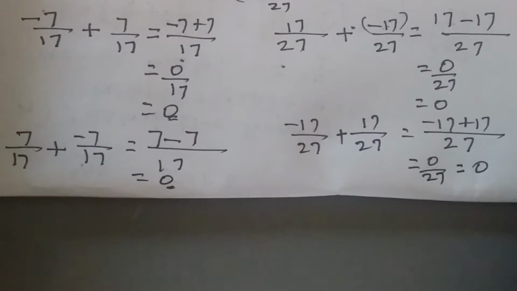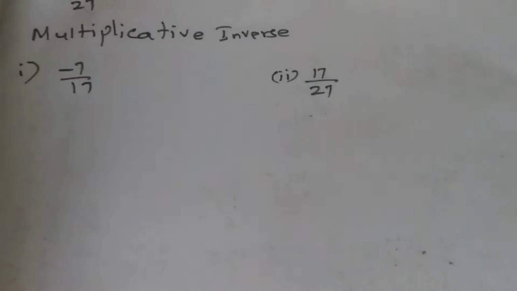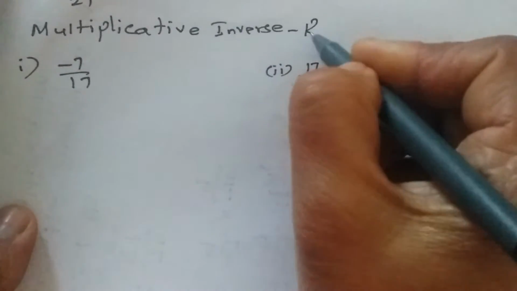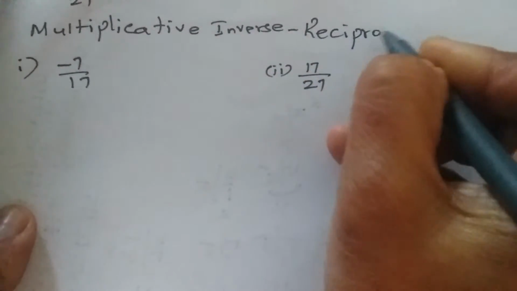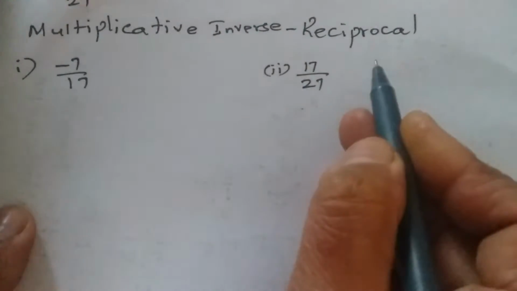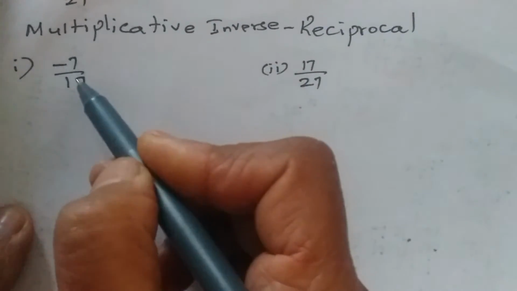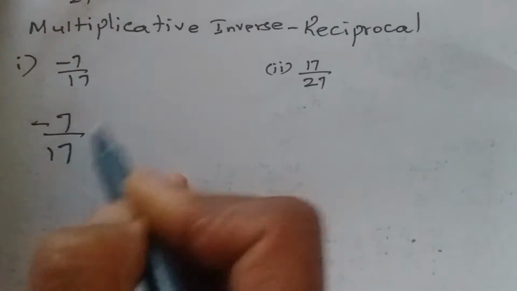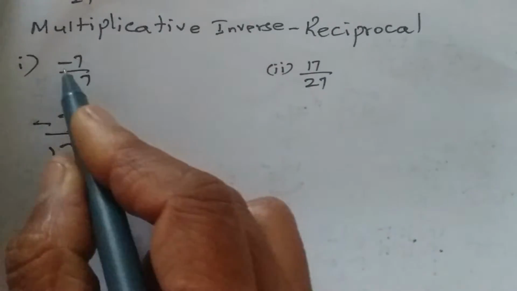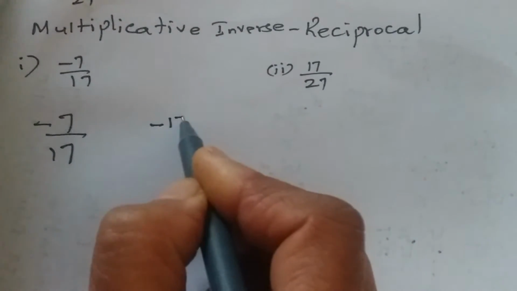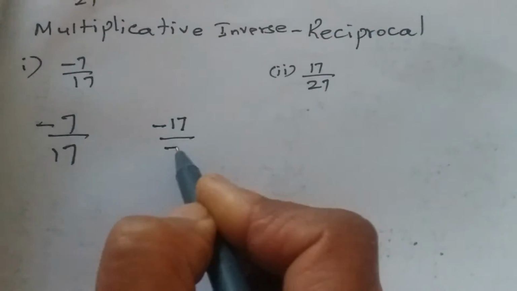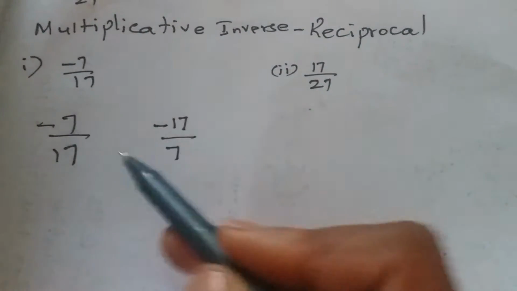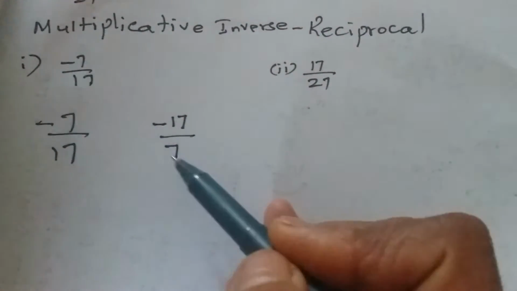Now let us check the multiplicative inverse property for the same numbers. What is the multiplicative inverse? It is nothing but the reciprocal. What is a reciprocal? Interchanging the numerator and the denominator. So for minus 7 by 17, the multiplicative inverse is minus 17 by 7, with no change in the sign. Only the denominator goes to the numerator and the numerator comes to the denominator. Put simply, we write the rational number upside down.